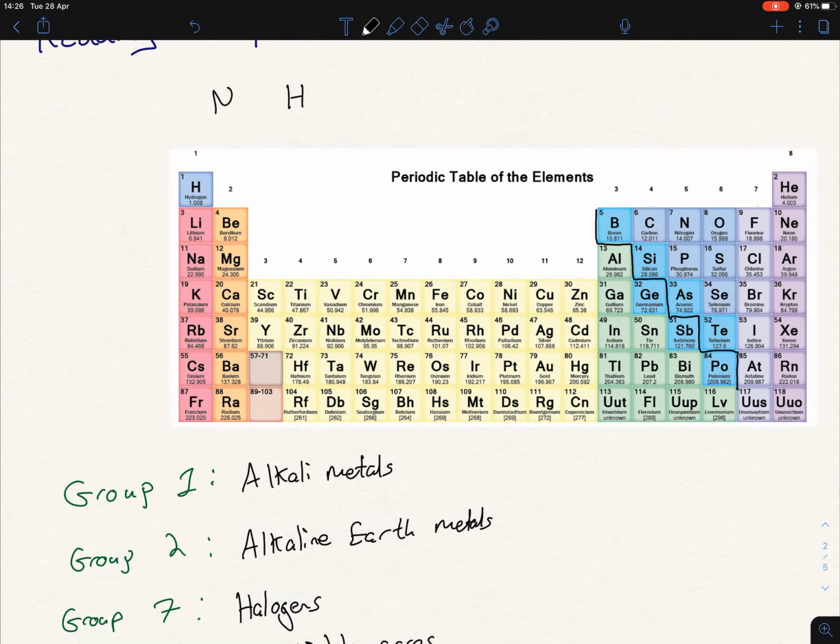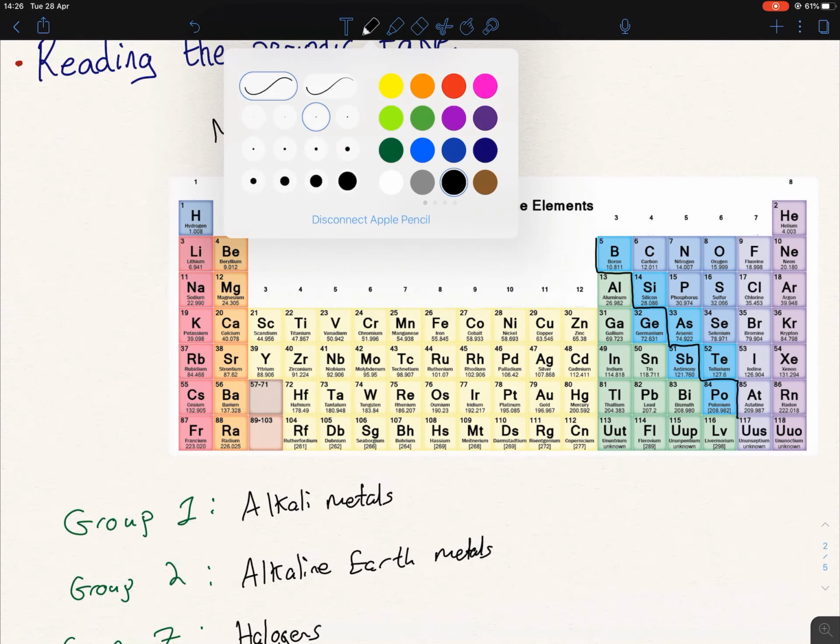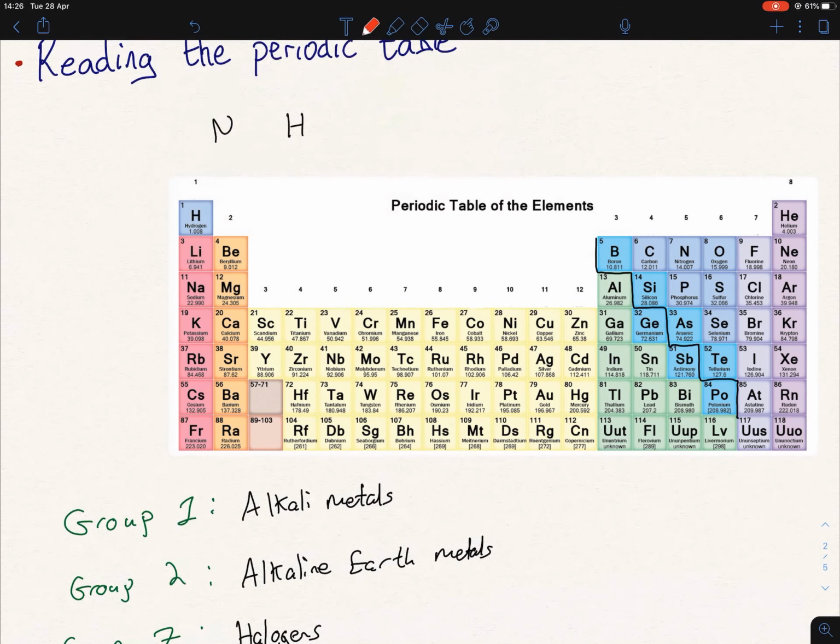Now, how many electrons is in the outer orbit of nitrogen? Okay, there's 5. We can see it there. There's 5 electrons here in the outermost orbit there. So I put a 5 here. And hydrogen has a 1.